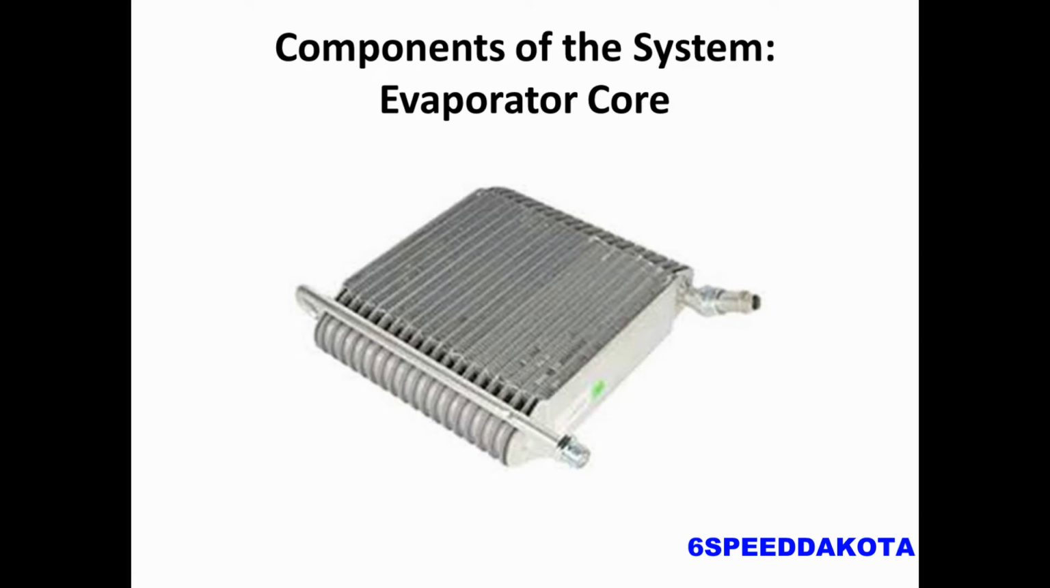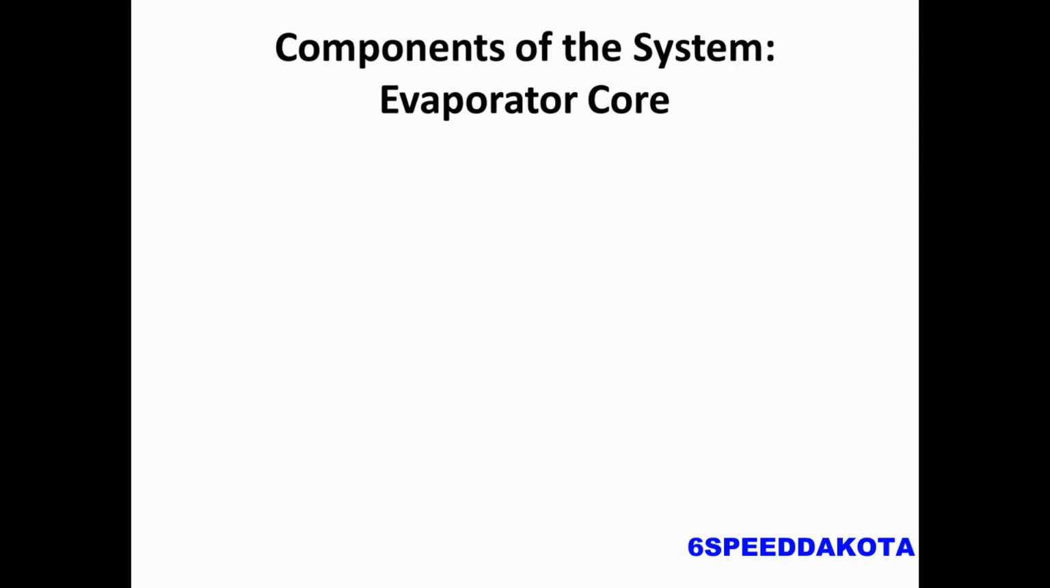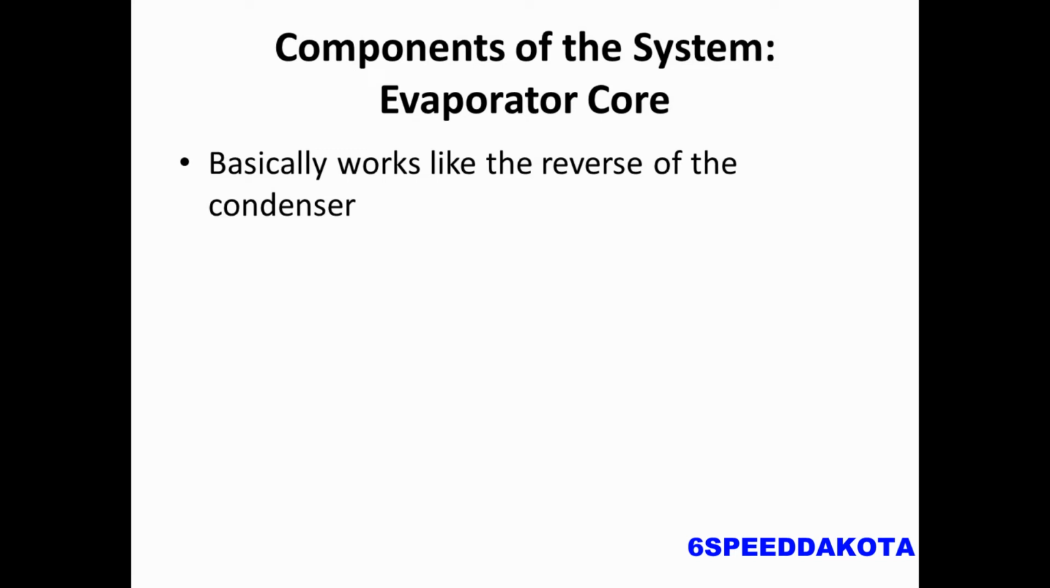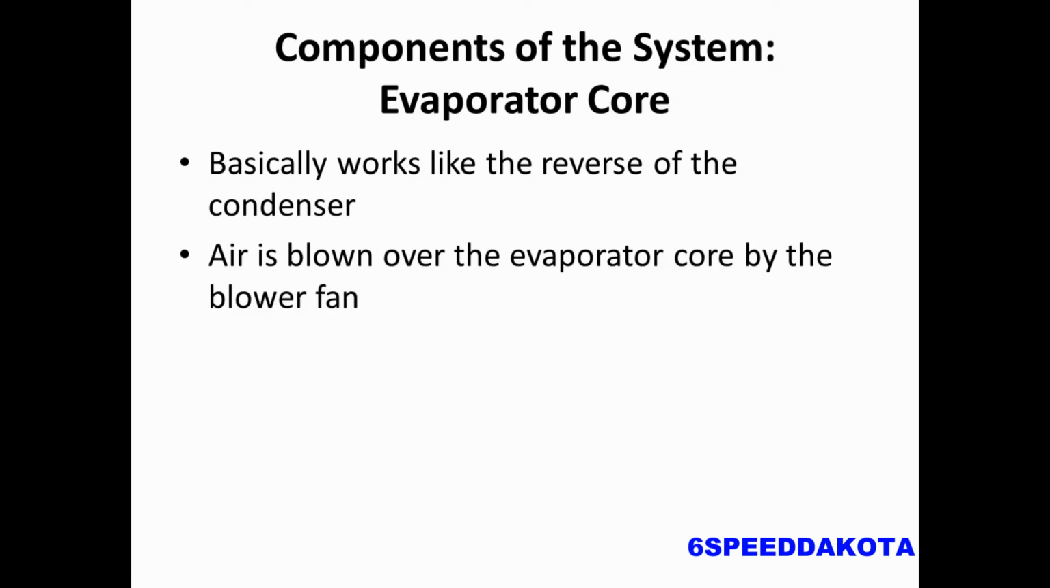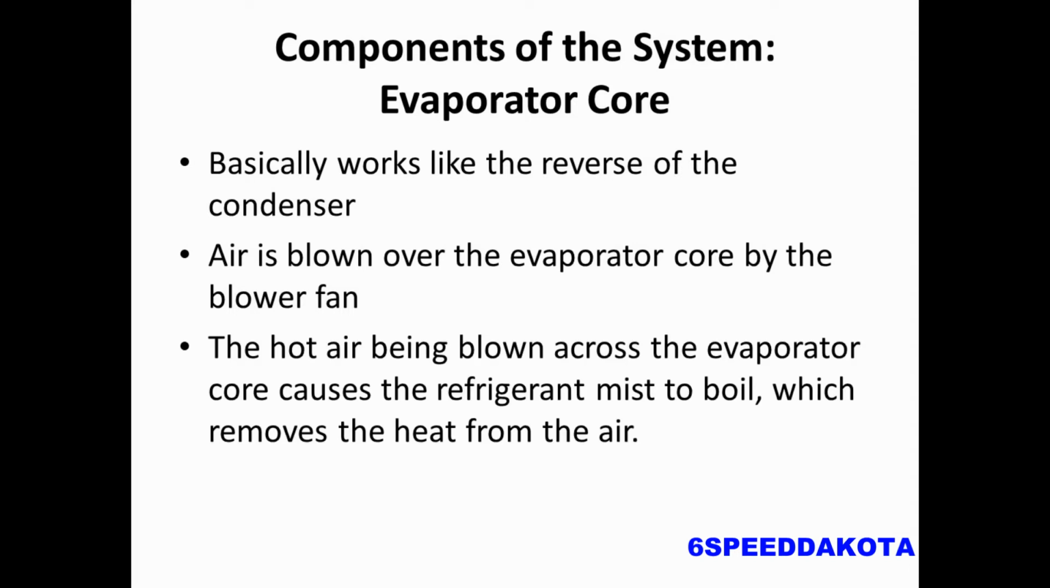Now our last piece of the puzzle, we have our evaporator core. It basically works like the reverse of the condenser. Air gets blown over the evaporator core by the blower fan, and the hot air being blown across the evaporator causes the refrigerant to boil. This helps remove the heat from the air.